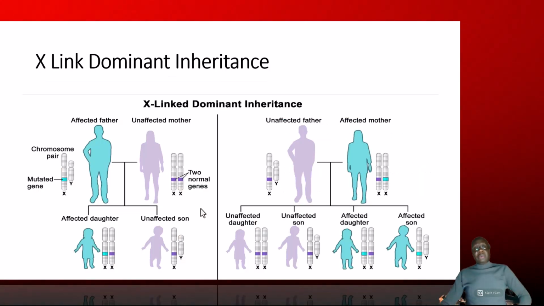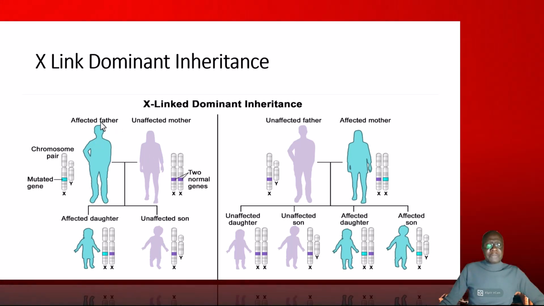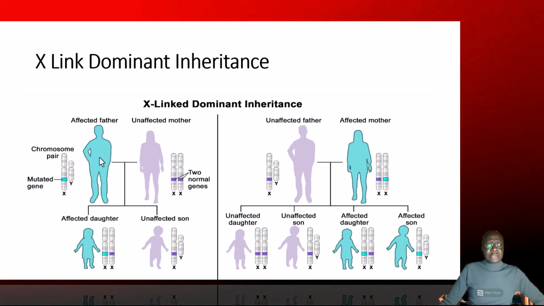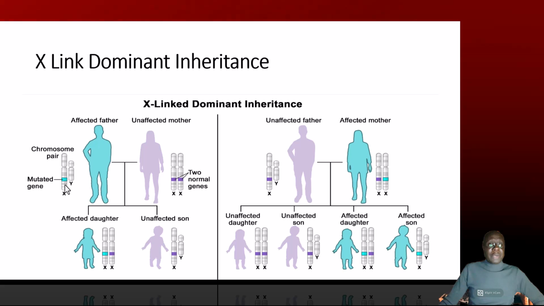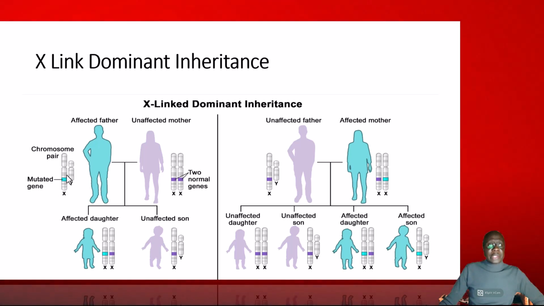Okay, now let us discuss what X-linked inheritance is. Just to show you this illustration here. There's a father, there's a mother. The father is an affected father because the father, as a man, has an X and a Y chromosome. That's the pair of chromosomes that the man has to be a man. But the father has a mutated gene in the X part of it.